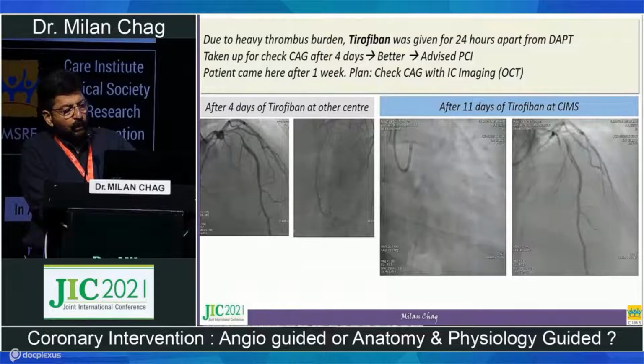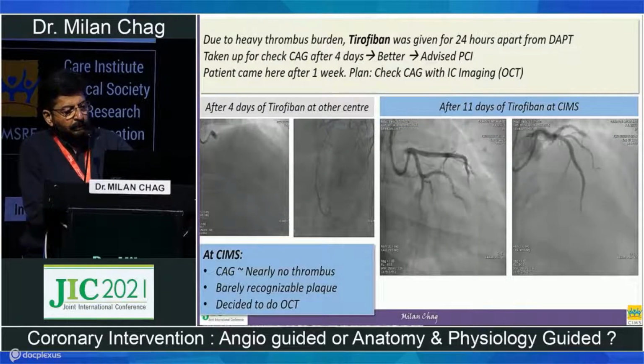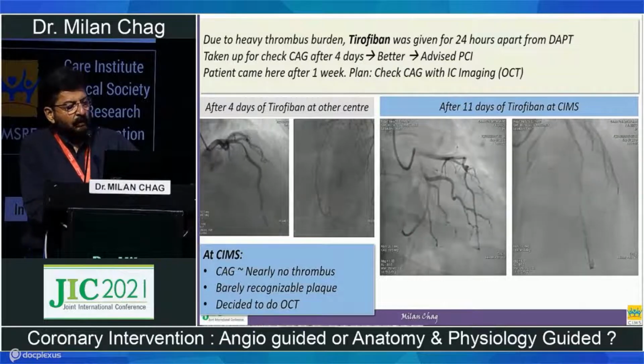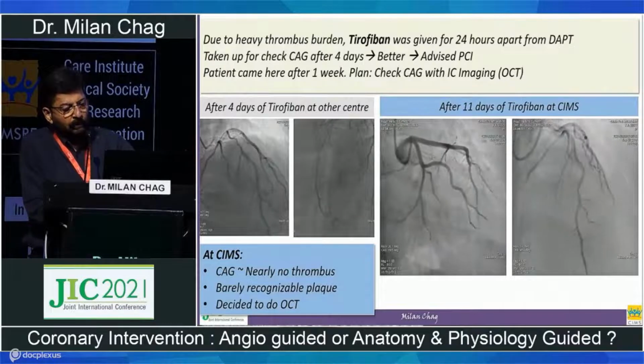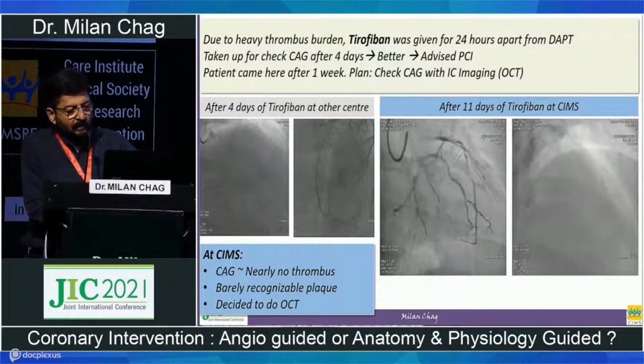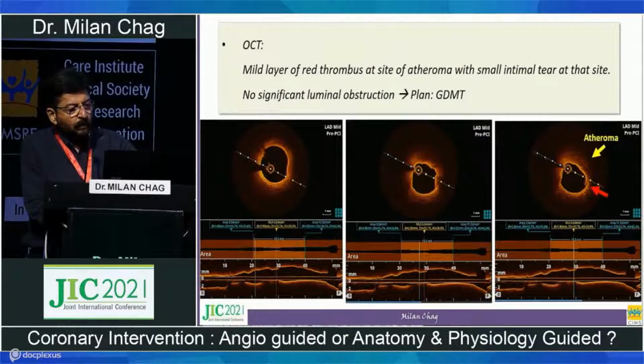It was an almost normal looking angiogram. So what happened actually? CAG was nearly normal, no thrombosis seen, barely recognizable, even plaque was not seen. So I decided to do OCT. OCT means optical coherence tomography. Next slide, I'll show you what it is.